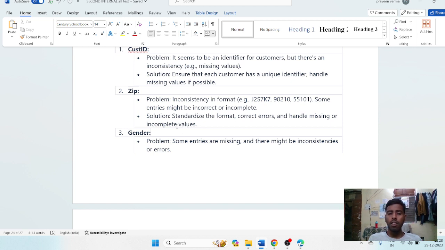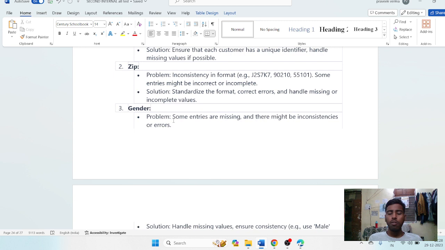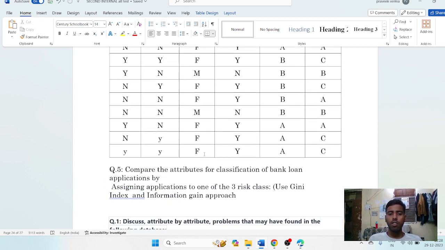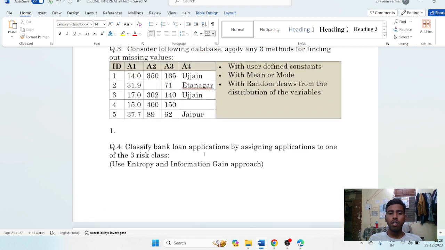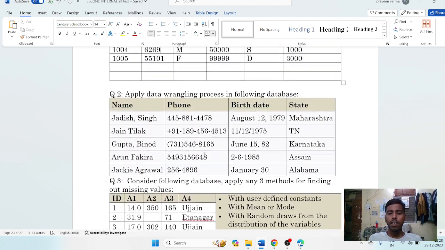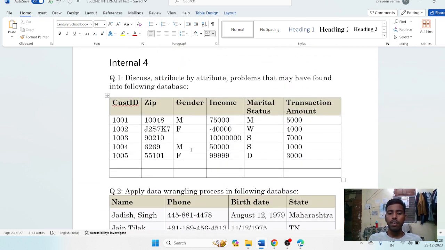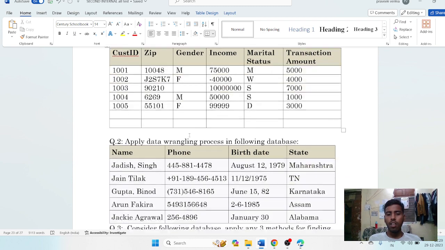Now come to the gender attribute. Let's see what the problem is. Some entries are missing, and there might be inconsistencies or errors. Let's get back to the data set. Okay, here is the gender attribute. It contains missing values. It does not specify any gender for customer ID 101003. So it is an inconsistent data set.